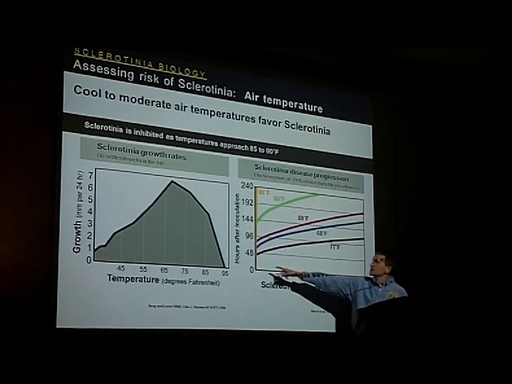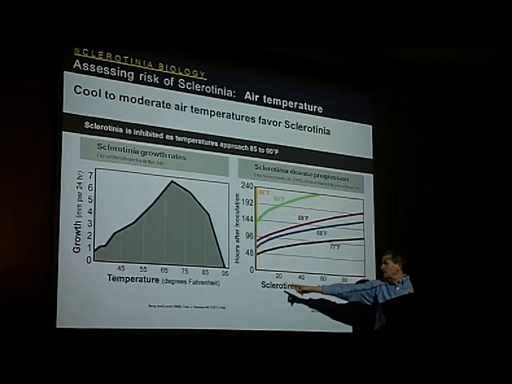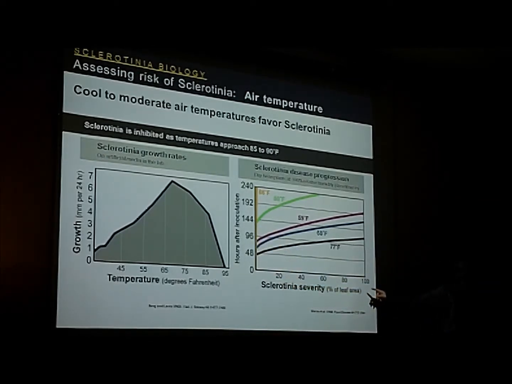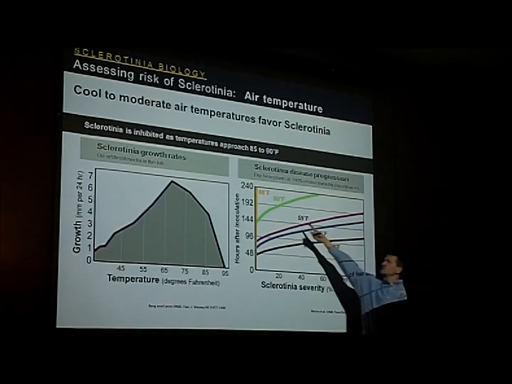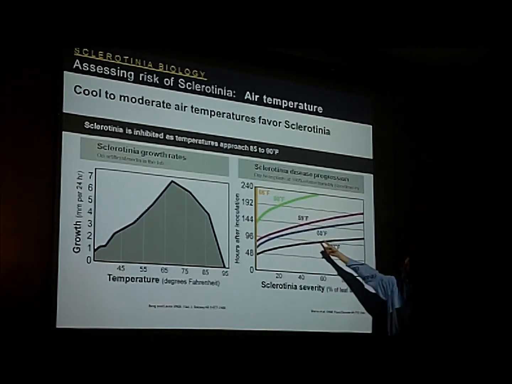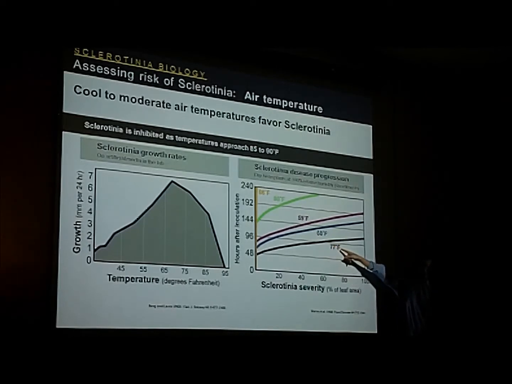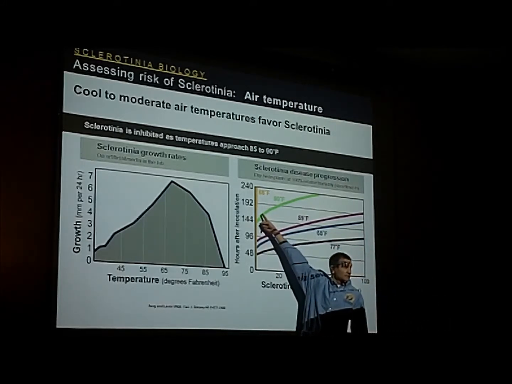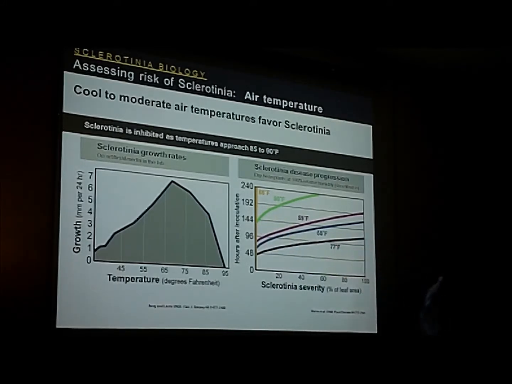So this is hours after inoculation, okay, and this would be the Sclerotinia severity, the rate of disease progression at different temperatures. And what you can see is that at 50 degrees Fahrenheit, the disease progresses relatively slowly. As you increase your temperature to about 77 here, we have very rapid disease progress. But look at this, 86 degrees Fahrenheit. You have virtually no disease development in this case.